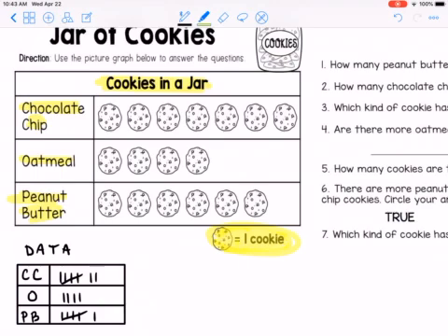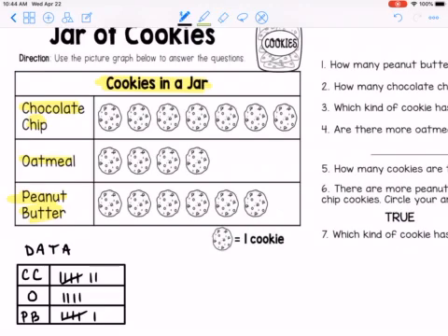So in this pictograph, we can see that each cookie is worth 1 cookie. Sometimes in a picture graph, one cookie, like one of these, might equal 2 cookies, or it might equal 5 cookies. But in this case, in 2nd grade, it's just going to be 1 cookie.